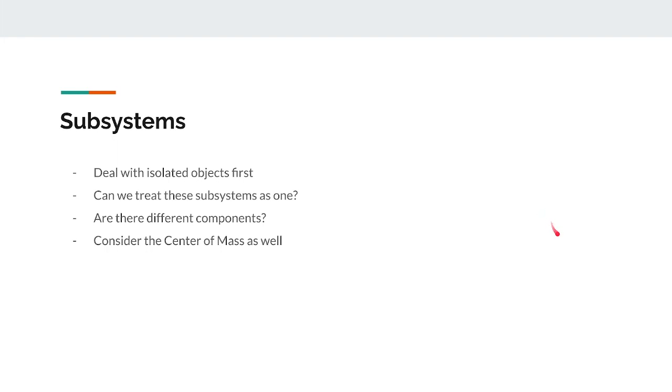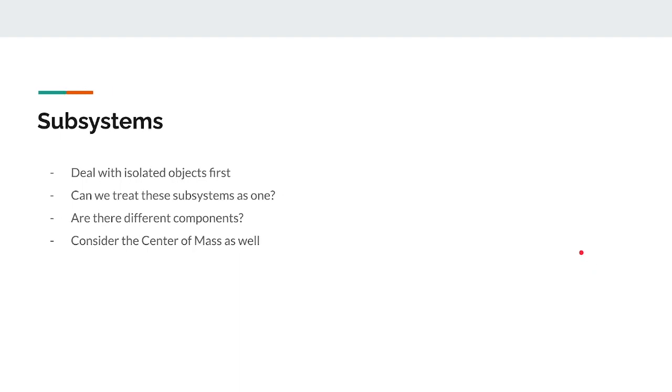So for subsystems, basically systems within a system, remember to deal with isolated objects or subsystems first. Try and see if you can treat all subsystems as one by considering the center of mass of the system, its acceleration, velocity, all that stuff. Remember to check if there are different components that you need to address, and there's a big thing about external forces. This will pop up a little bit more once we get into our worksheet.